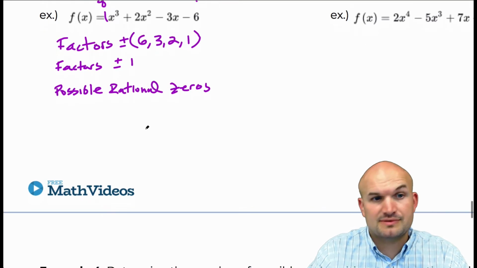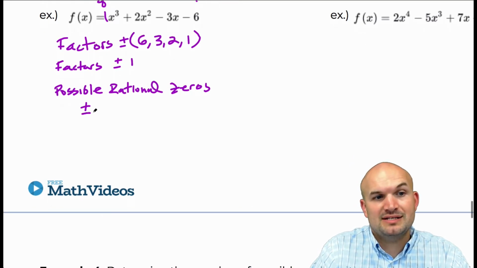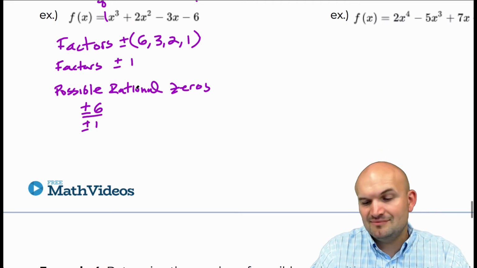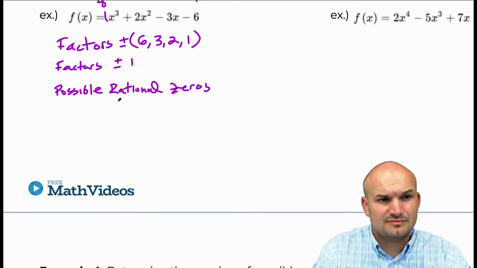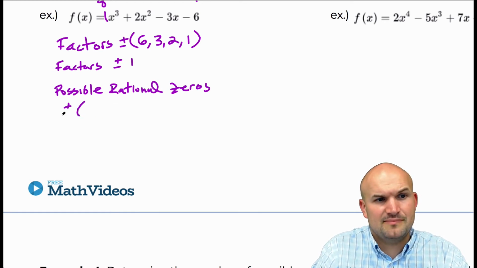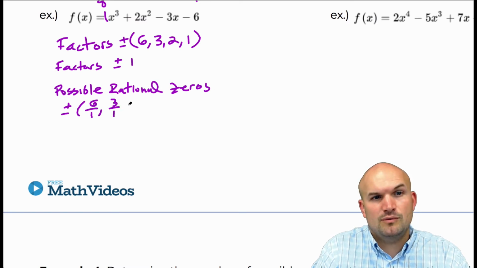Rational real zeros. So therefore, that's going to be plus or minus. You take the first factor and put it over your other one, plus or minus 1. And again, rather than writing plus or minus for each one of these, which is a lot, I'm just going to put plus or minus on the outside. So I have 6 over 1, 3 over 1, 2 over 1, and 1 over 1. So this one's not that bad.